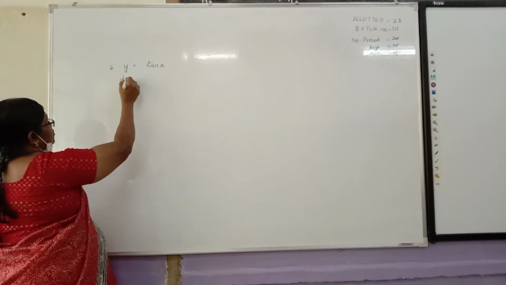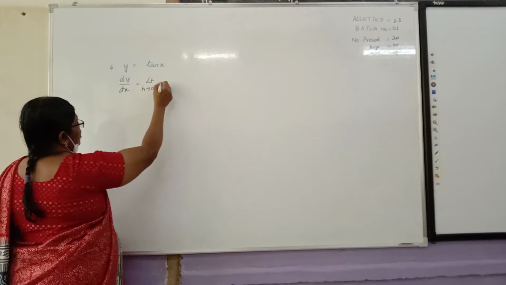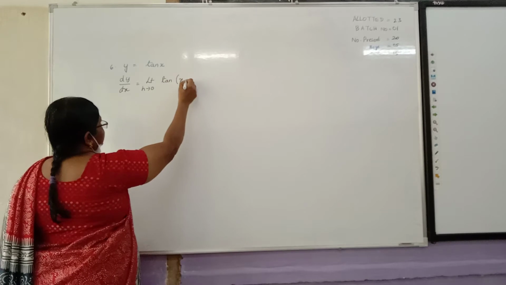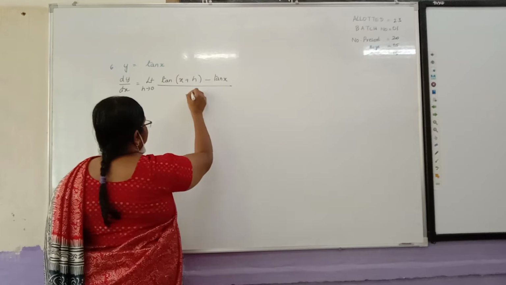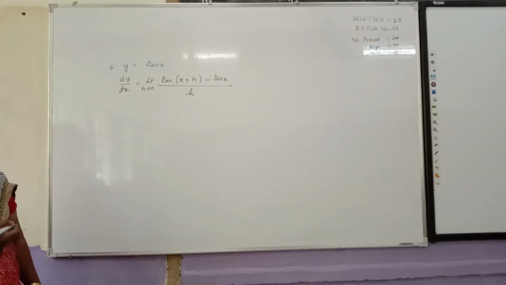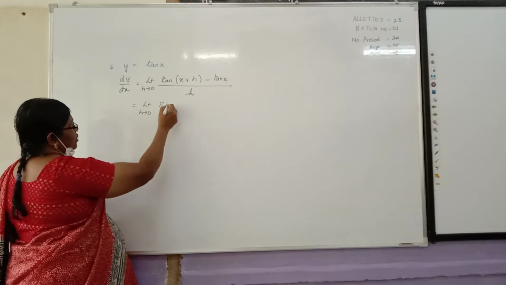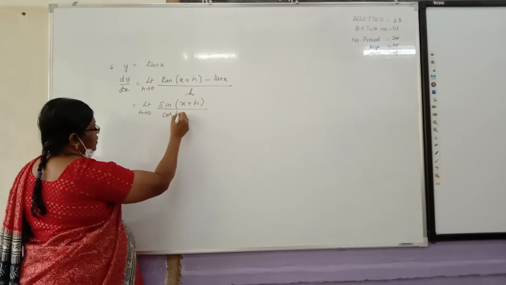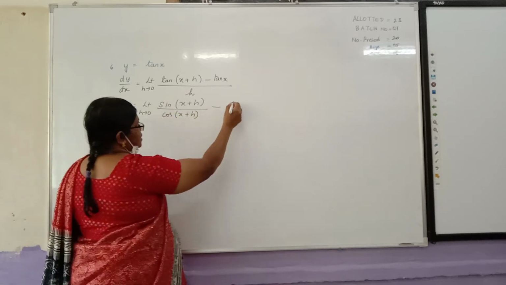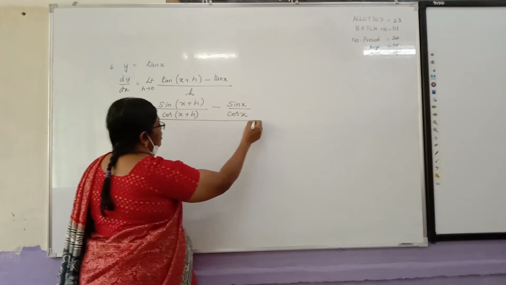So dy by dx is equal to limit h tends to 0 of tan of (x plus h) minus tan x, divided by h. So here the tan formula is there, but instead of using the limit, I will go for splitting the thing. Limit h tends to 0, sine of (x plus h) by cos of (x plus h) minus sin x by cos x, divided by h.